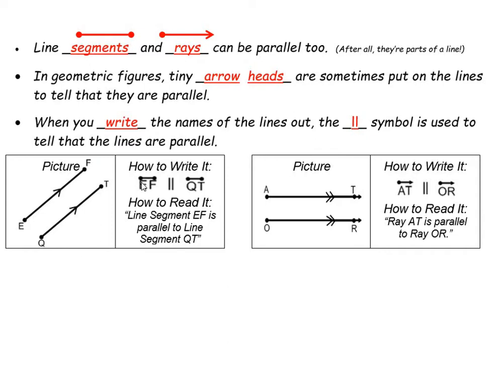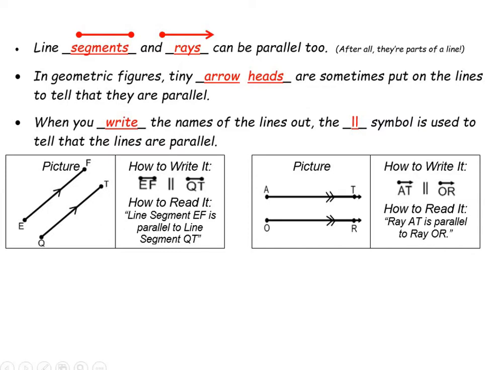As I said, mathematicians like to abbreviate, so when they write out the relationship between these lines, they use a shortcut that looks like this. So this little shorthand way of writing it uses this double L symbol, and that double L symbol is just a symbol, kind of an equal sign on its side, that's used to communicate that the lines are parallel. So this thing right here would be read as line segment EF is parallel to line segment QT. Isn't it a cutie? Haha. Over here, we have ray AT is parallel to ray OR. And again, it's just read with this short little shorthand notation for it.